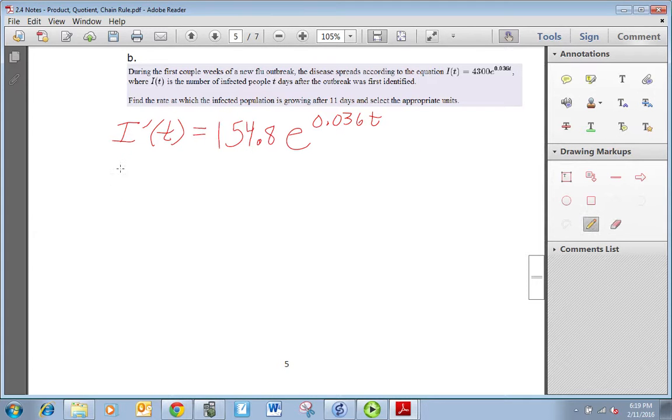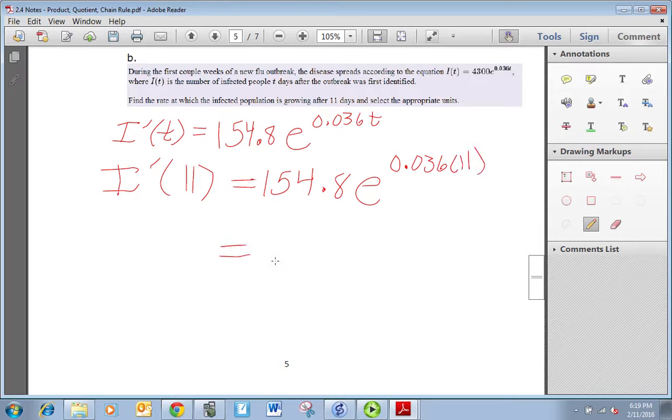Alright, we're good now. I prime of, what do we want? 11. So just stick 11 in there. And if you punch this in your calculator, you should get 230.01. Let's see what the units are: number of infected people per day. Not days, but day.